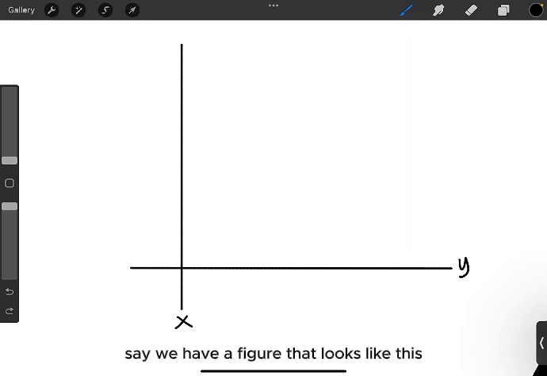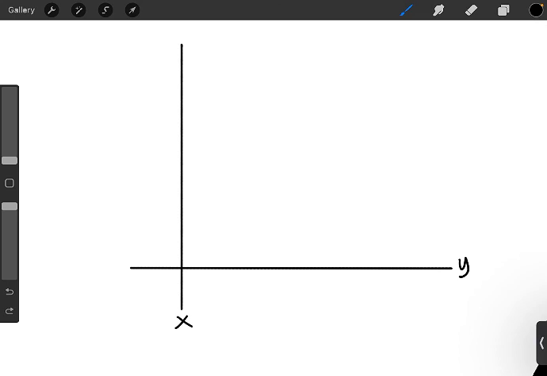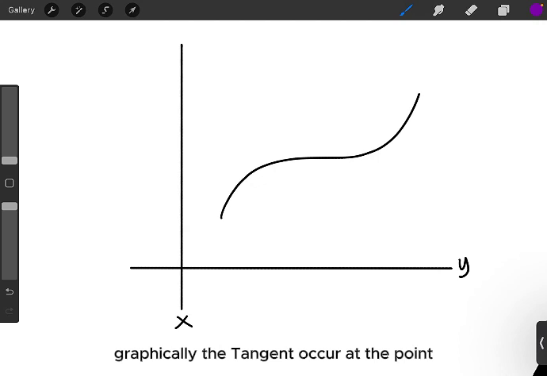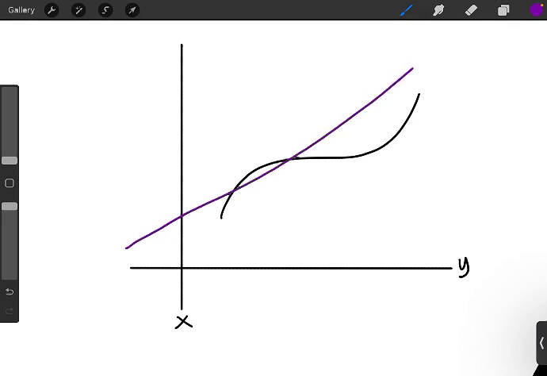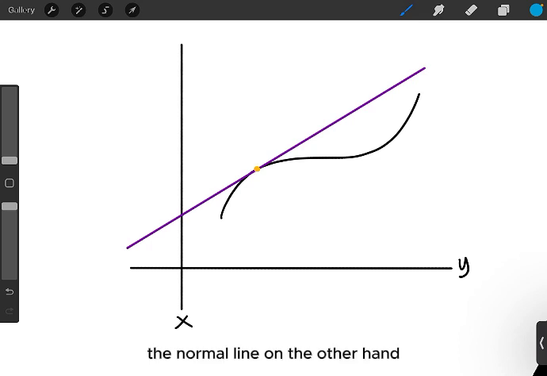Say we have a figure that looks like this. Graphically, the tangent to a curve at a point is the line that touches the curve at that point and has the same slope as the curve at that point. The normal line, on the other hand, is the line that is perpendicular to the tangent at that point.